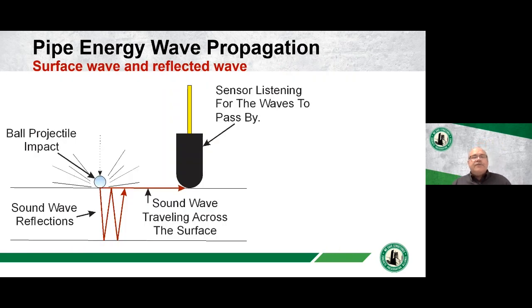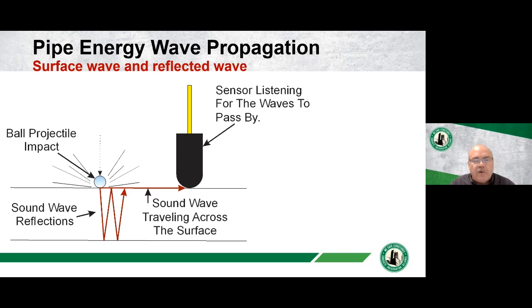So how do these energy waves propagate? We've got a surface energy wave. I often use the example of dropping a pebble in a pond of water and looking at how the rings radiate out on the surface. We can visualize that. Well, when we hit the surface of the pipe, inside or outside, with a ball projectile, a steel bearing, there's a surface wave that travels along the surface of that pipe. That velocity is picked up at sensor channel A and channel B and channel C and channel D.